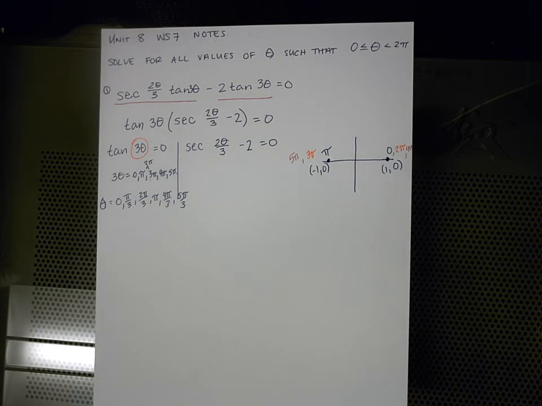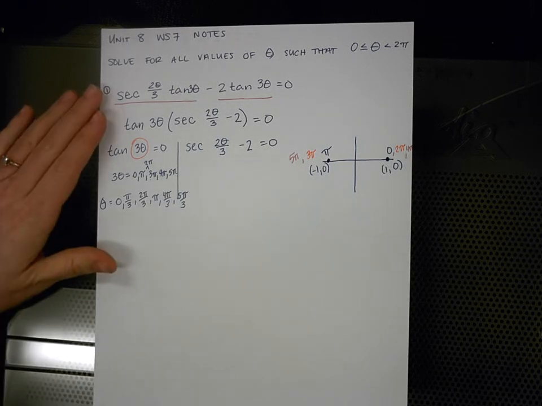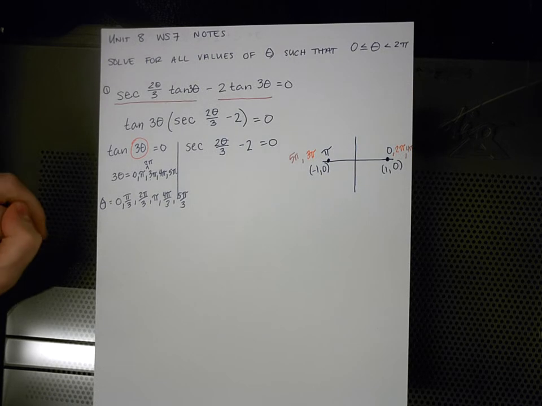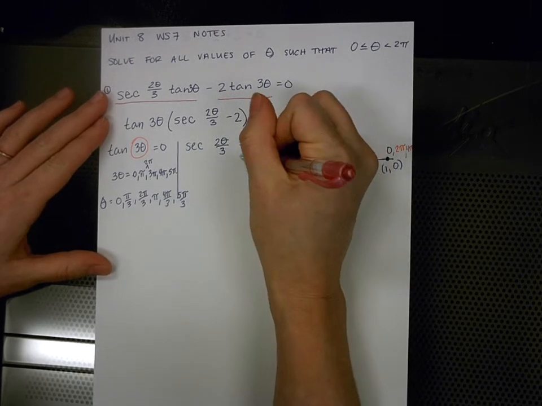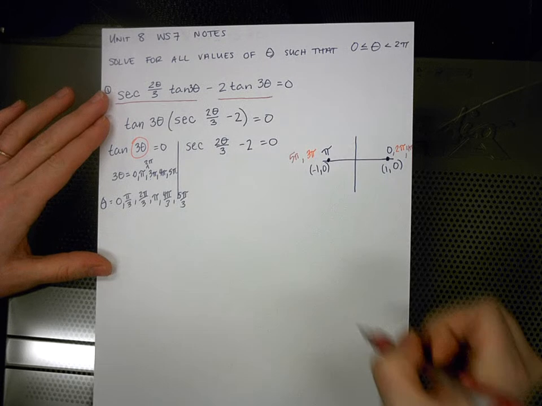Okay, over on this right-hand side, we have secant of 2 theta minus 2 equals 0. So let's go ahead and solve that. We're going to add the 2 to the other side.